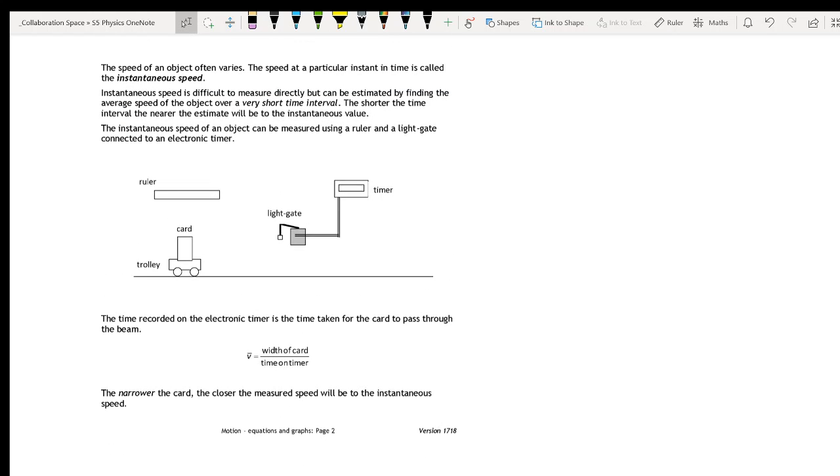Okay, so that's instantaneous speed. I think that's sort of from second year and fourth year, third year.